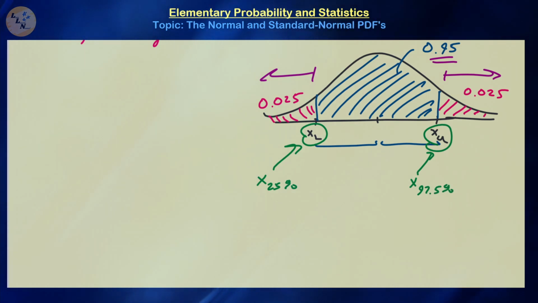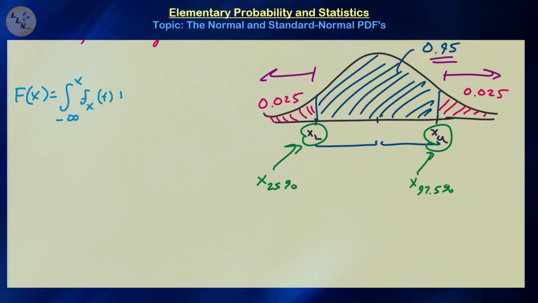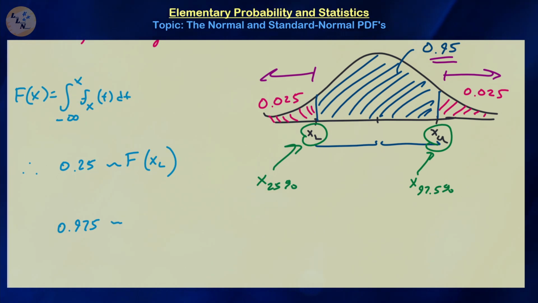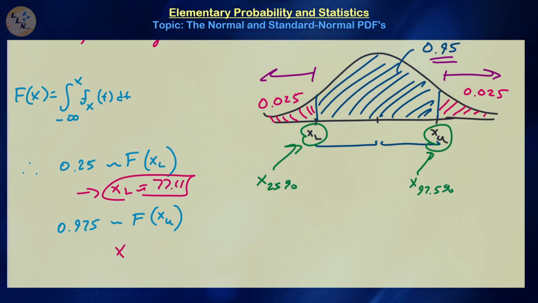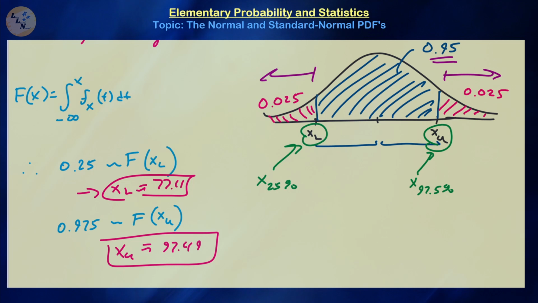So again, in Desmos, let's assume you have your cumulative density function defined, so minus infinity to x of f sub x of t dt. Then our lower bound is going to be equal to, so let's see, the 2.5th percentile. So 0.025 set equal to our cumulative density function, let's call it XL. And our other one is going to be 0.975 tilde f of XU. So this is going to give us our lower bound of approximately 77.11 and our upper bound approximately equal to 97.49. And that's how you do percentiles.